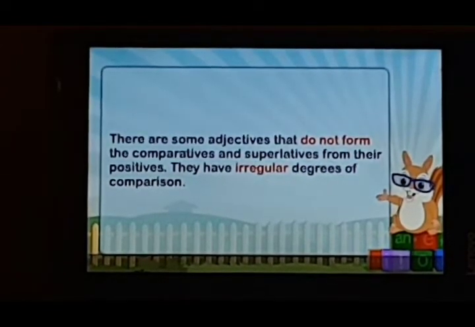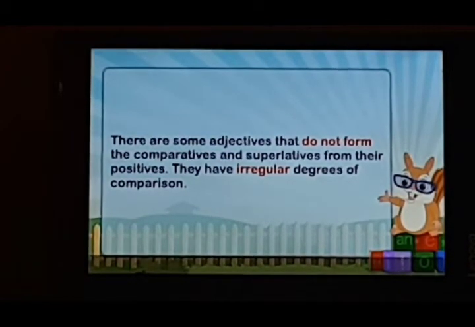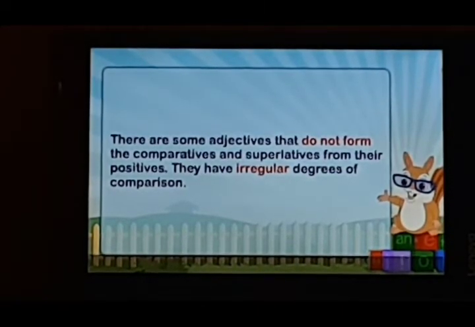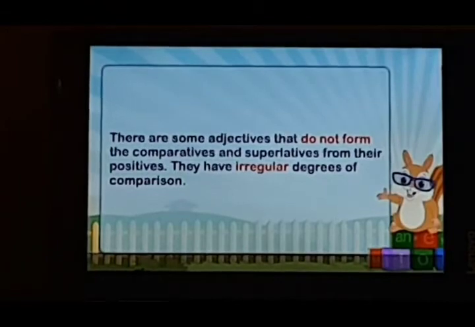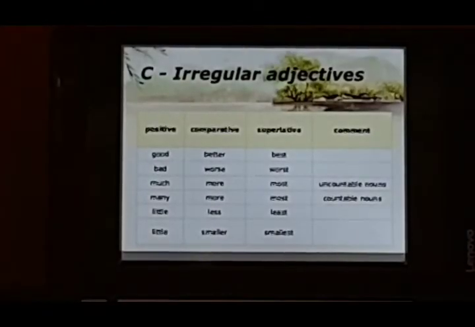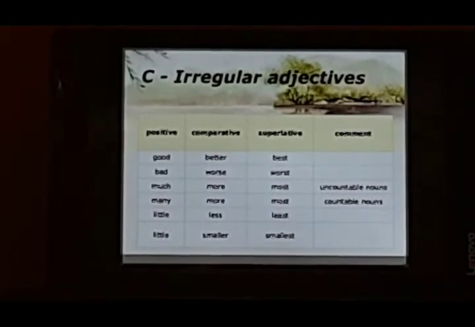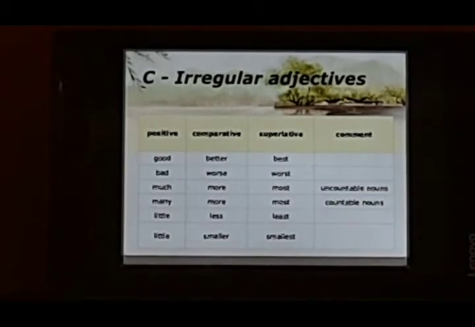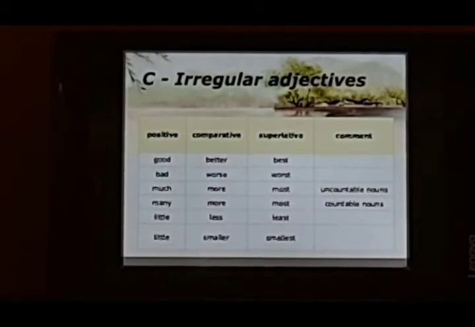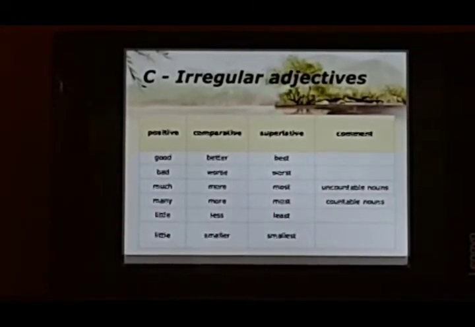Now there are some words that get converted into totally different words. There are some adjectives that do not form the comparatives and superlatives from their positives. They have irregular degrees of comparison. So these are called irregular adjectives. Like good, the comparative for this is better and best. Bad, worse, worst. Much, more, most. Many, more, most. Little, less, least.